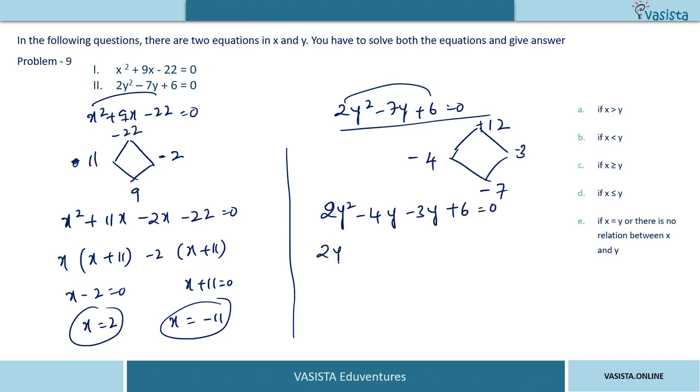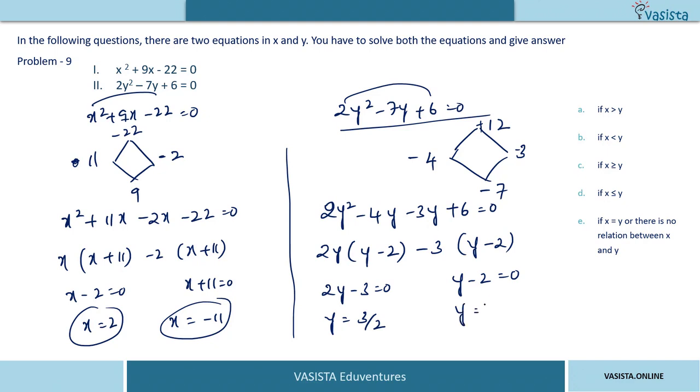Right? 2y I will take a common, which is going to give us y minus 2. Minus 3 I will take a common, that is y minus 2. So from this, 2y minus 3 is equal to 0 or y is equal to 3 by 2. Right? So y minus 2 is equal to 0 or y is equal to 2. Right? We got this.